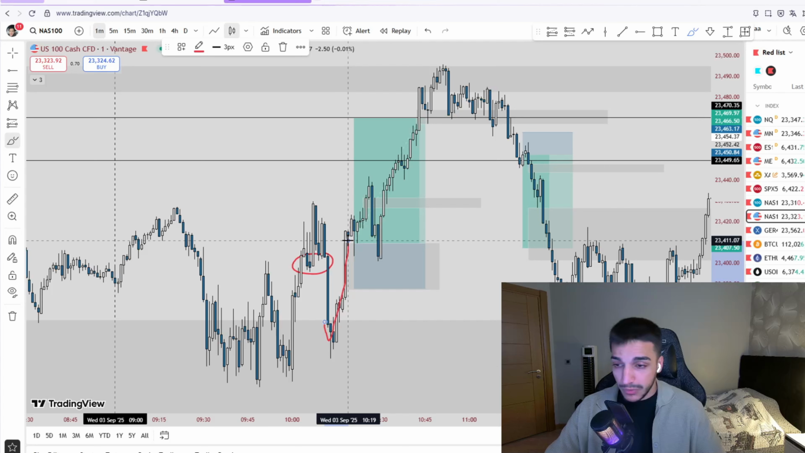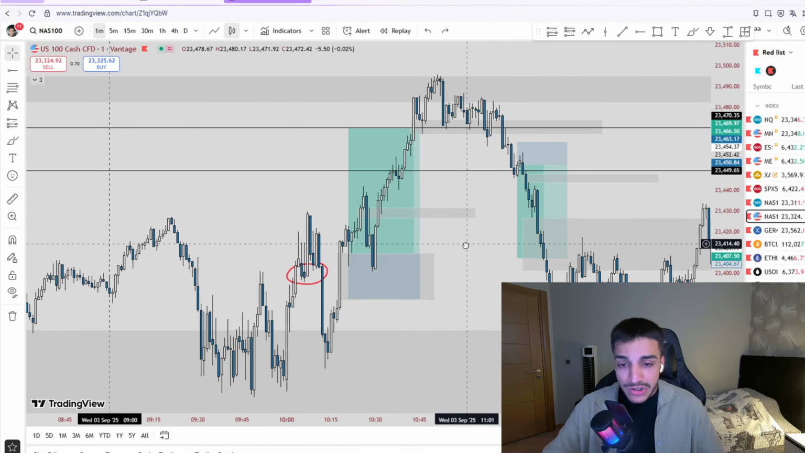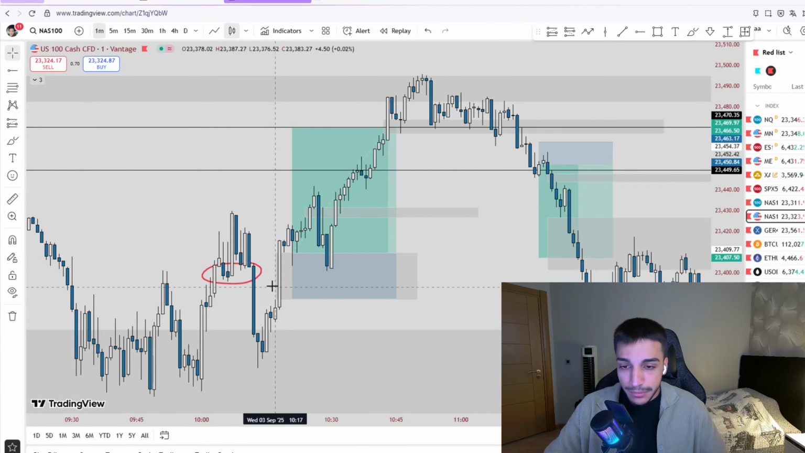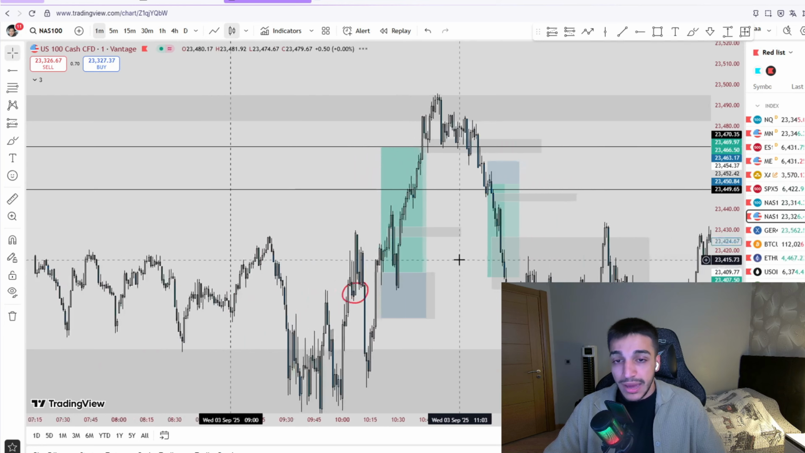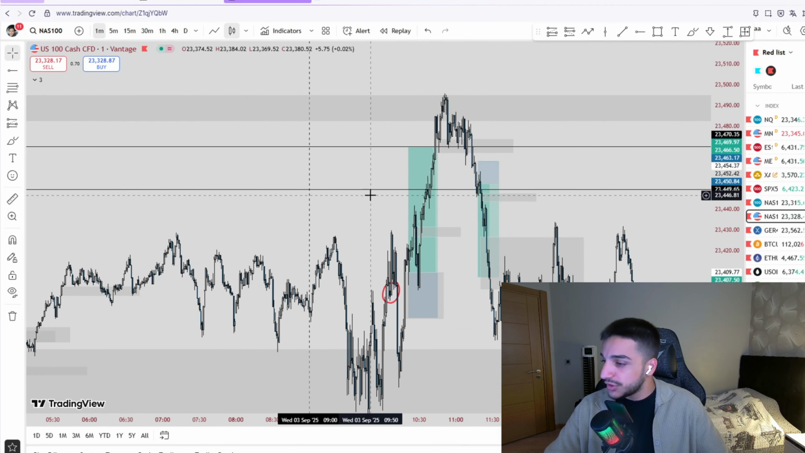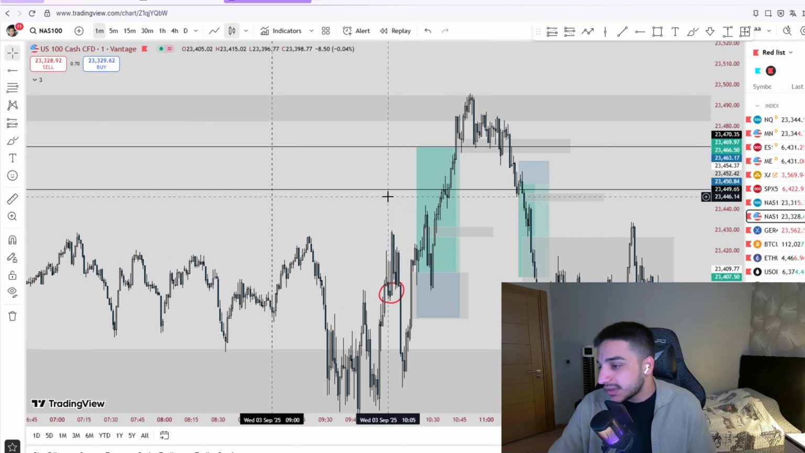So what was I looking for? I was looking for my entry, and in this position, my entry was this huge 1 minute fair value gap. I entered the trade as soon as the price touched that fair value gap, and put my stop loss at that low liquidity level. This was my take profit one, and this was my take profit two, which is take profit all. Yeah, it's very basic.